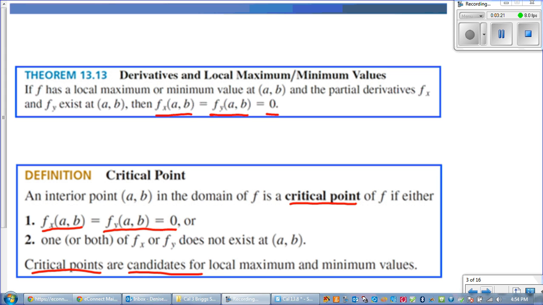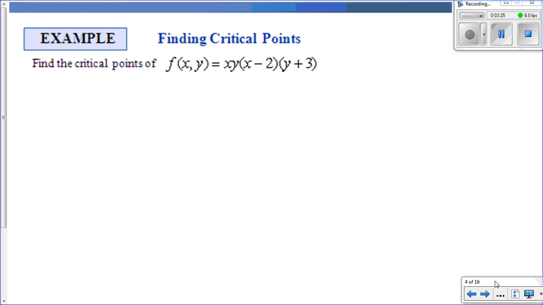So let's look at an example. Find the critical points of this function. Okay, so the first thing we'll do is we're going to look at the partial derivatives. I want the partial with respect to x.